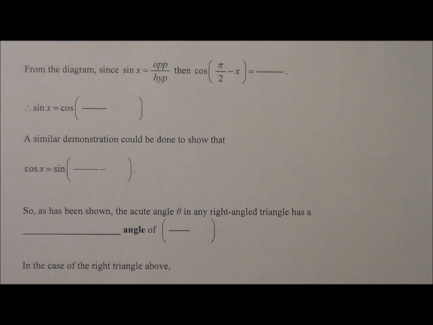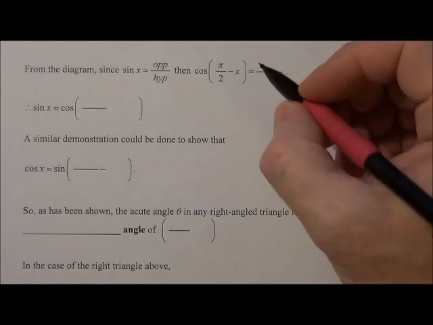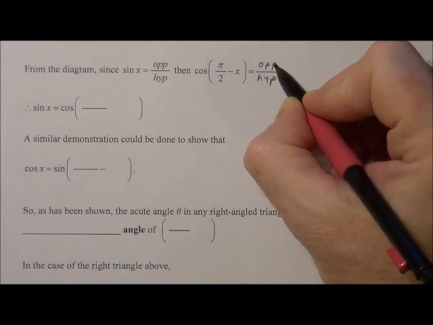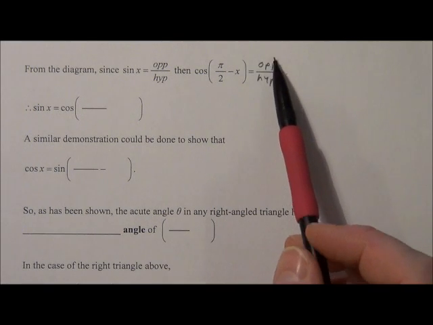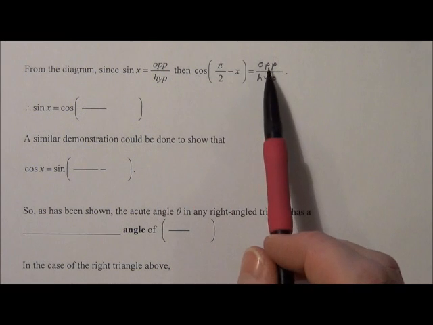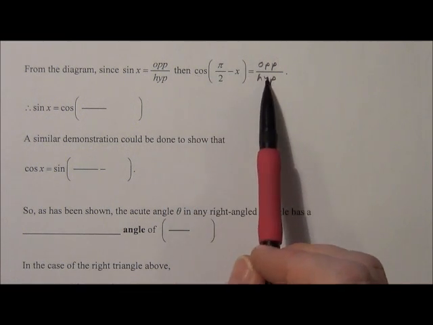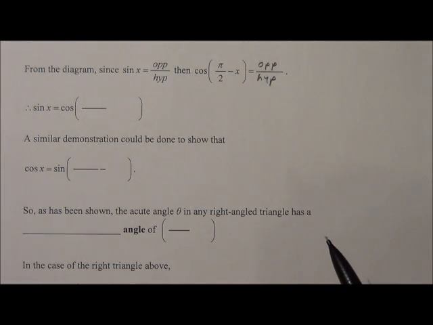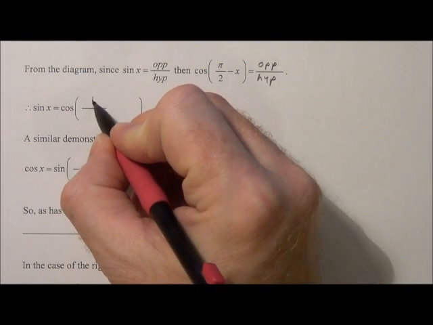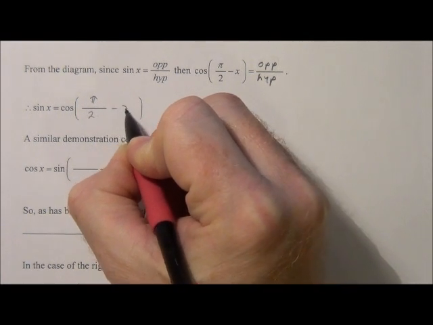So from the diagram, we see that since sine x equals opposite over hypotenuse, then the cosine of pi by 2 minus x is opposite over hypotenuse. The opposite meaning the same side that we labeled as opposite before, which is the adjacent for this cosine. So if these two things are both opposite over hypotenuse, then that means that the sine of x equals cos of pi by 2 minus x.